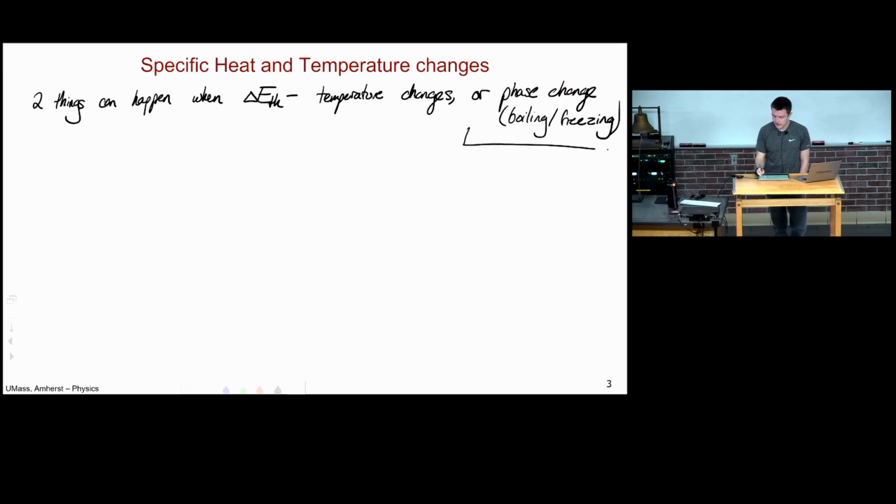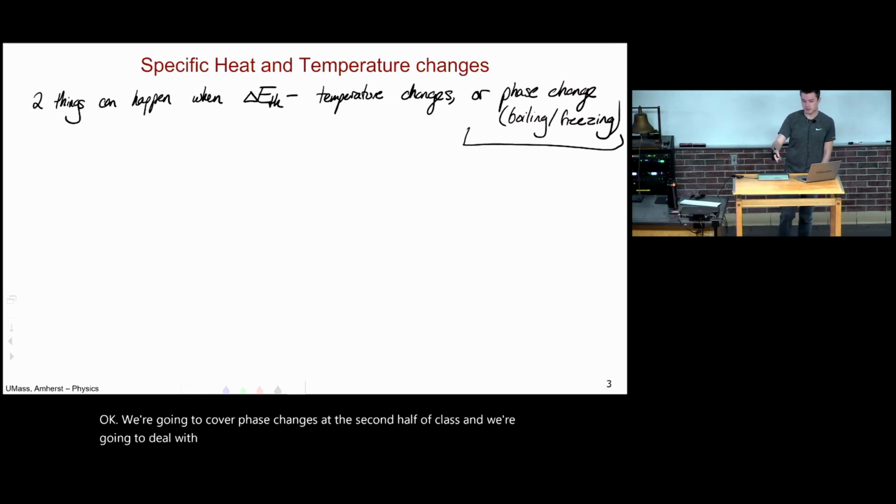Okay, we're going to cover phase changes in the second half of class, and we're going to deal with temperature change responses for the first half.